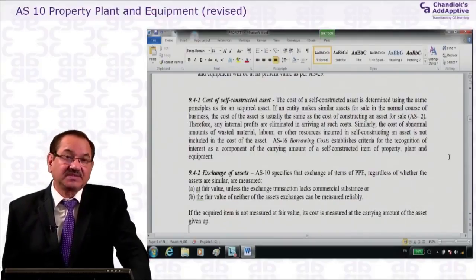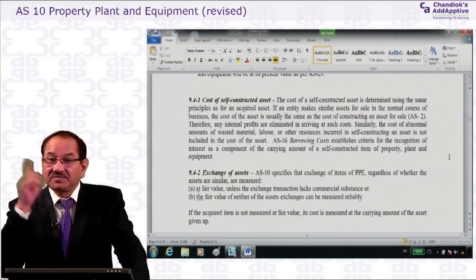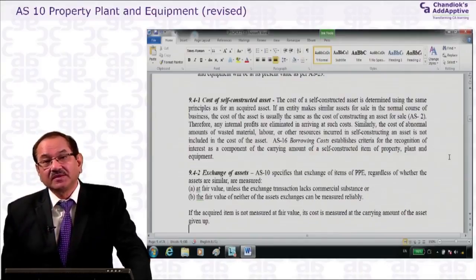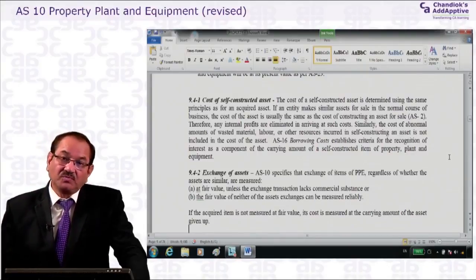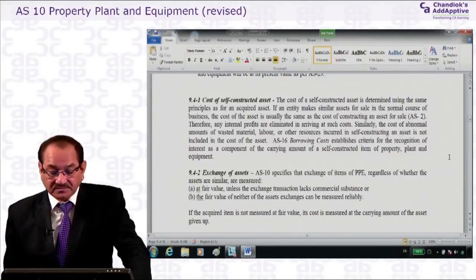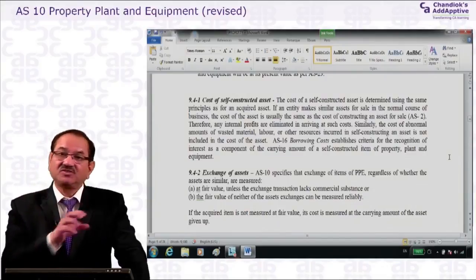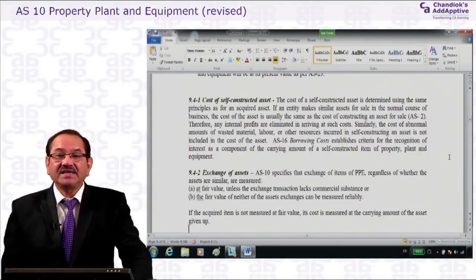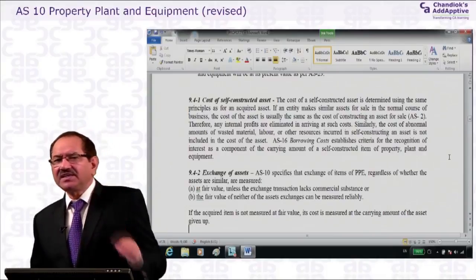The cost of a self-constructed asset includes the borrowing cost also, as per Accounting Standard 16, Borrowing Costs, if it is a qualifying asset. So, the borrowing cost can be included. What is important here, and that was also in the earlier standards, no difference, is that internal profit will be excluded. And what is that internal profit?